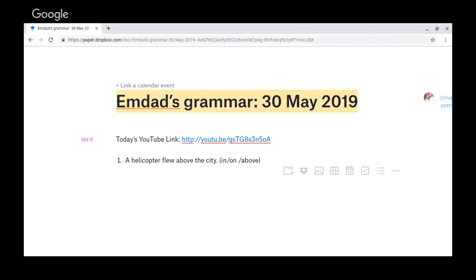Don't be extra creative, I'm trying to tell you now. We don't need creativity here. Either you know it or you don't know it. Flew and above both mean the same thing. So it should be the helicopter flew over, not above.